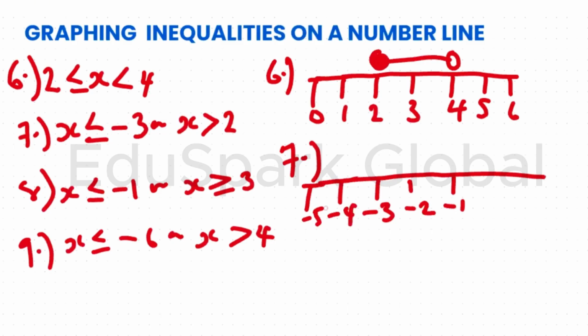So x is less than or equal to, so we shade it and move it to the left hand side. Or x is greater than 2. So let's have 0, 1, 2. Let's have 3 and 4. So x is greater than 2. So we place our 2 and move to the right hand side.